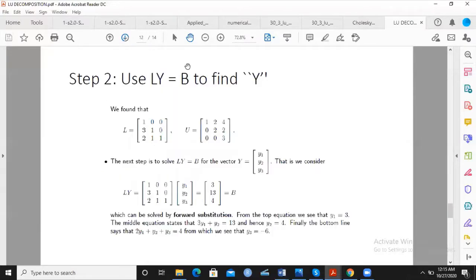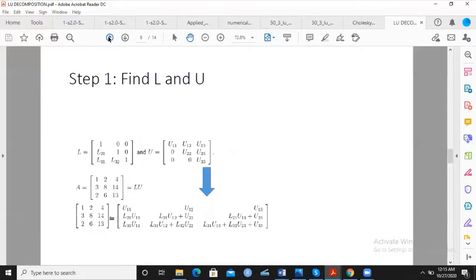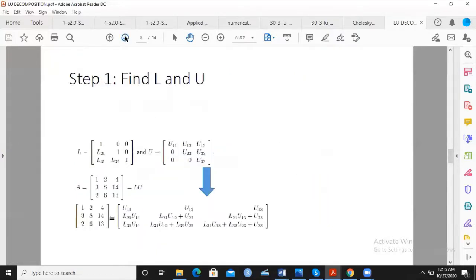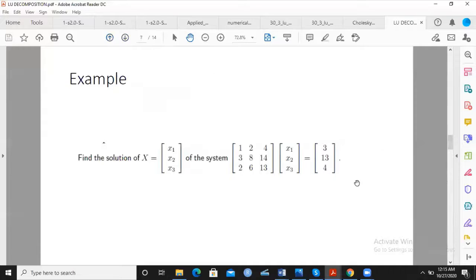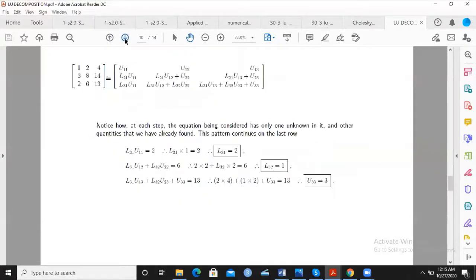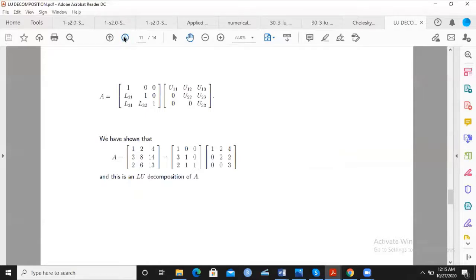Now I will go to the next step. The next step is to use Ly is equal to B to find Y. From where did I get this Ly is equal to B? From the algorithm slide. This was the algorithm slide, and I said that first I will solve Ly is equal to B. So let's solve it together. Now I have L, and what is this B? B is given on the right hand side of the system. Remember this, students. So 3, 13, 4 is the B vector. Now I will substitute here.